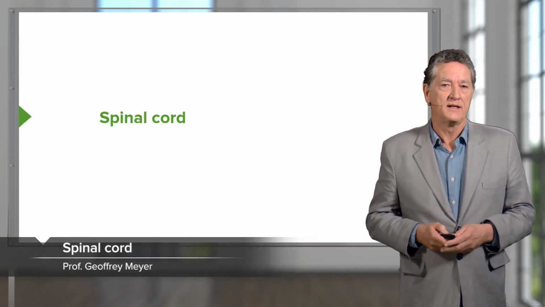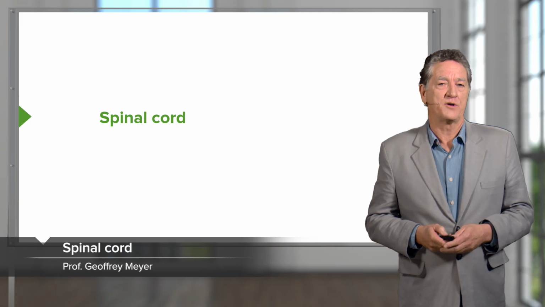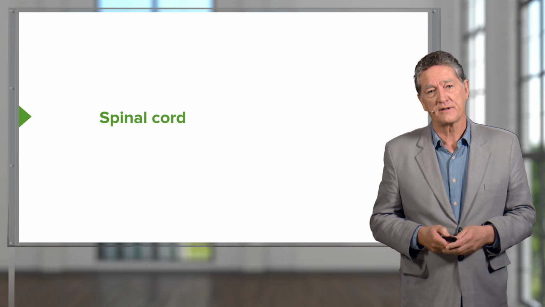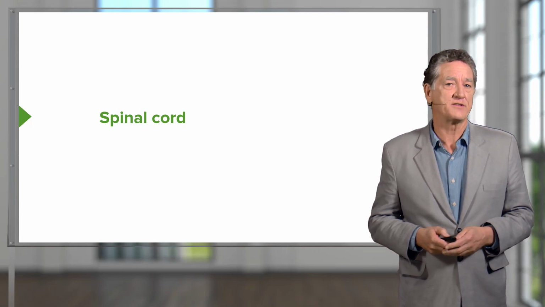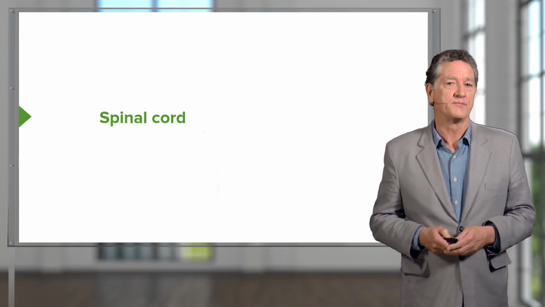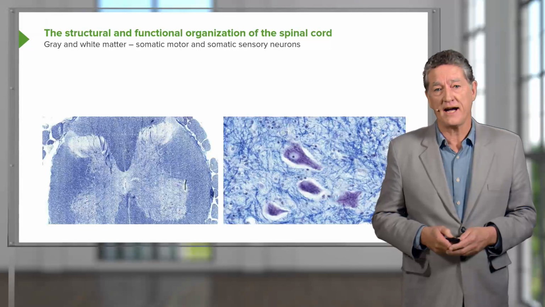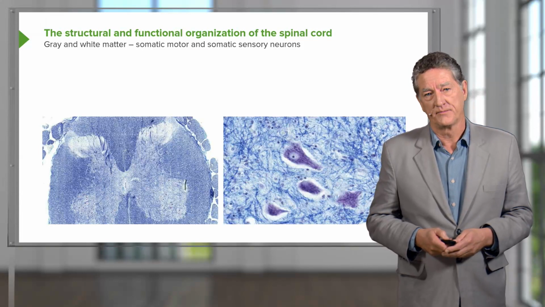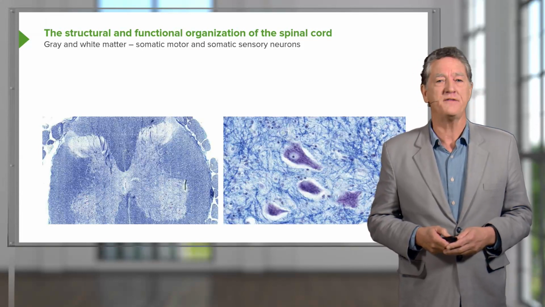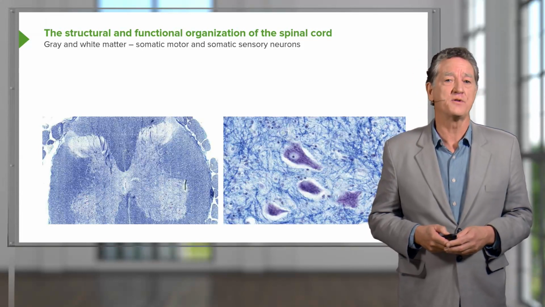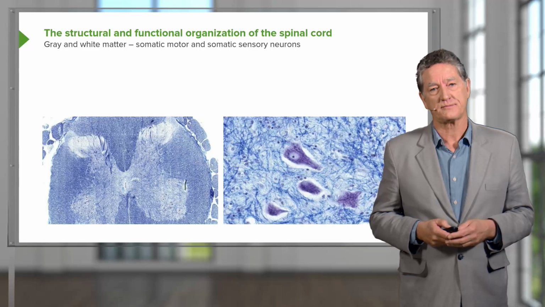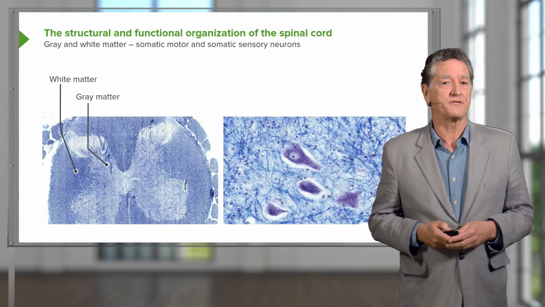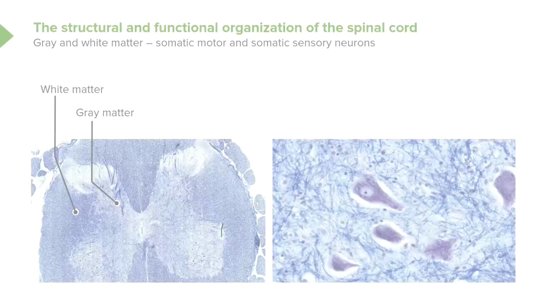Well, I mentioned earlier that we are going to look at the location of both motor neurons and also sensory neurons in the spinal cord. So let's move on and try to understand now the structure of the spinal cord. Here is a section on the left-hand side taken through the spinal cord. And immediately you see that there are two different stain components.